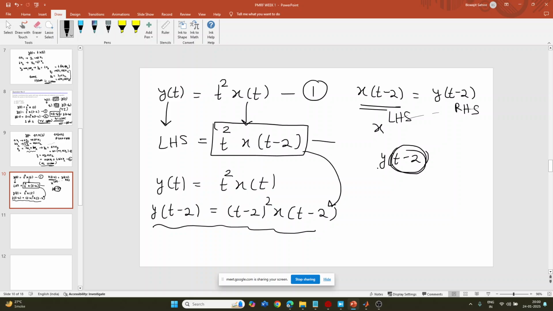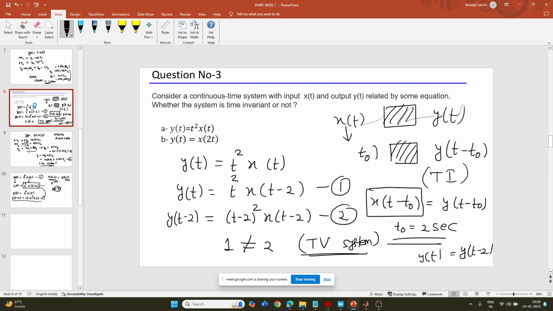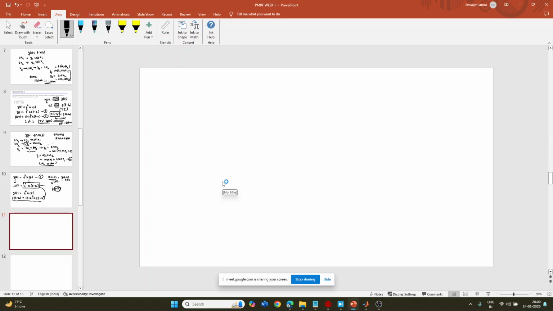Okay, let me solve the second question for better clarity. What is the second question? y of t equal to x of 2t. Write down here, y of t equal to x of 2t. First, you have to delay by 2 seconds or 1 second, depending on you. Let me delay by 1 second. This equation has to be validated.